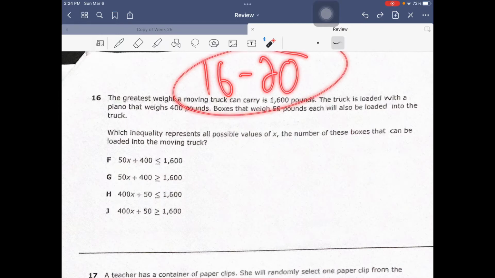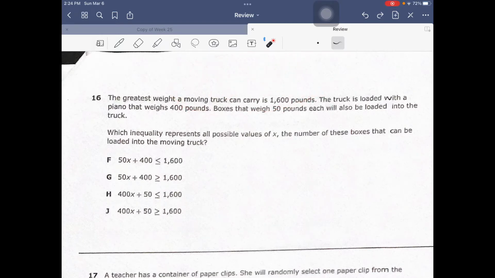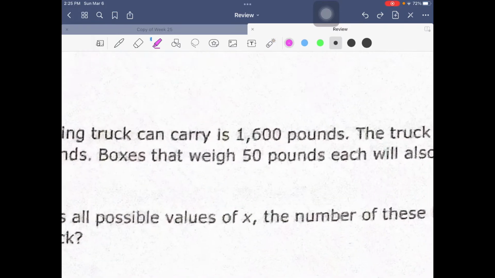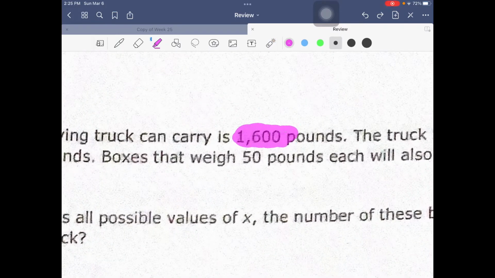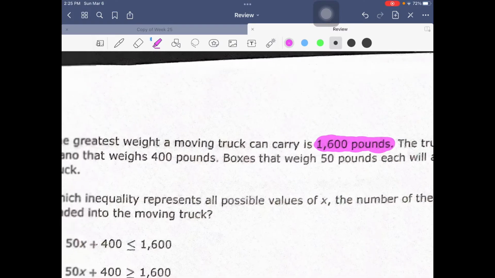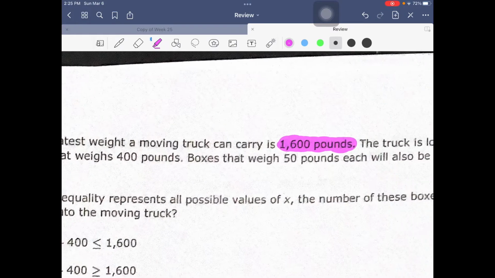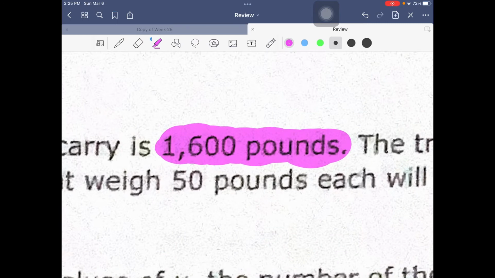Last questions. Alright. The greatest weight a moving truck can carry is 1,600 pounds. The truck is loaded with a piano that weighs 400 pounds. I think we just have to take a look at this first. The greatest weight a moving truck can carry is 1,600 pounds. I'm going to ask one question and it's going to help you realize what you need to do.